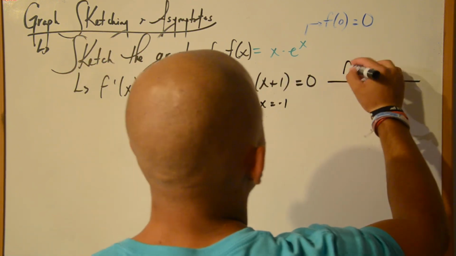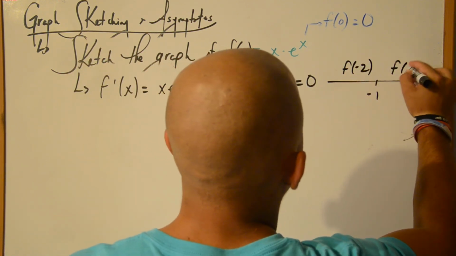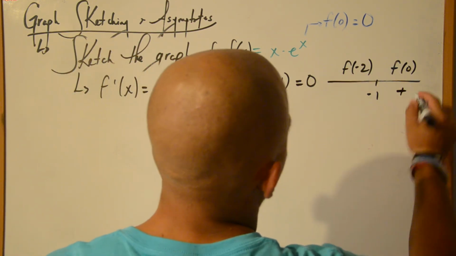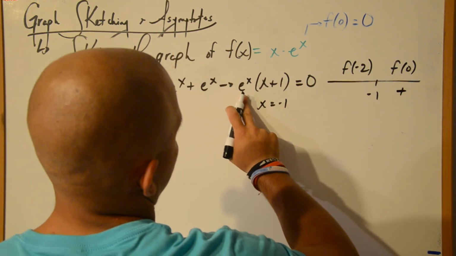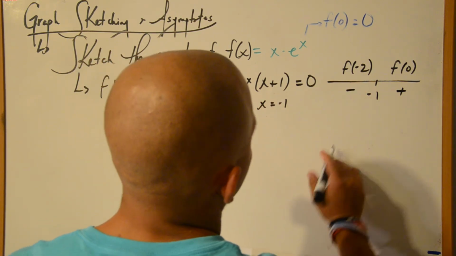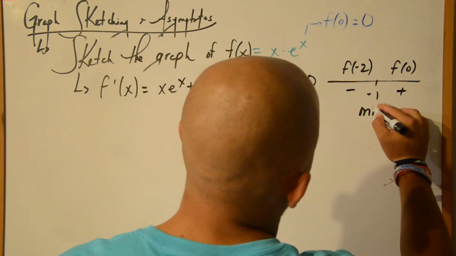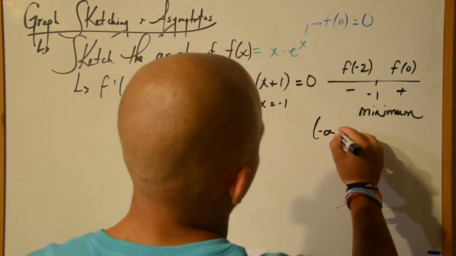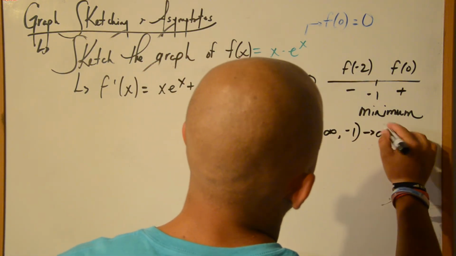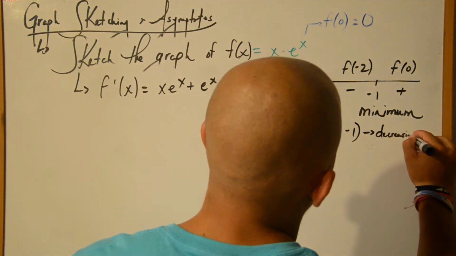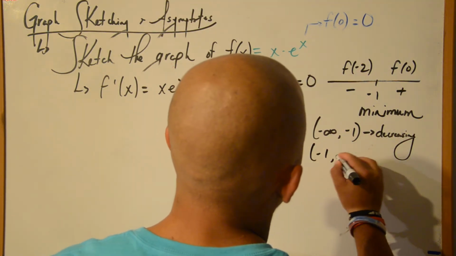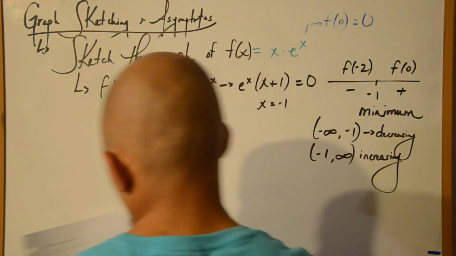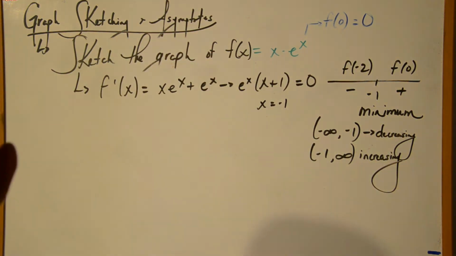And if we test, right, e to the 0 is 1, 0 plus 1 is positive, negative 2, that'll be a rational value, this will be negative, so we have negative, positive. Once again, we have a minimum value, and we also have from negative infinity to negative 1, decreasing, and negative 1 to positive infinity, increasing behavior of the function.